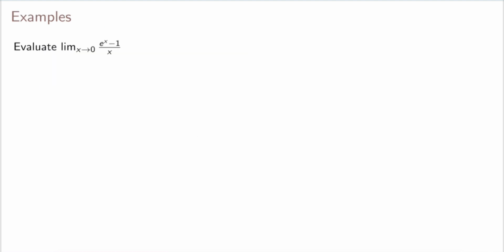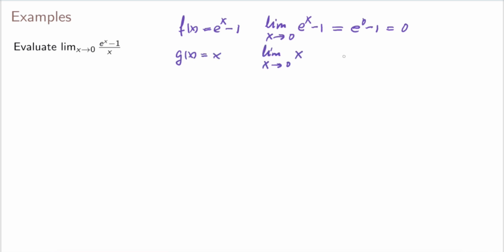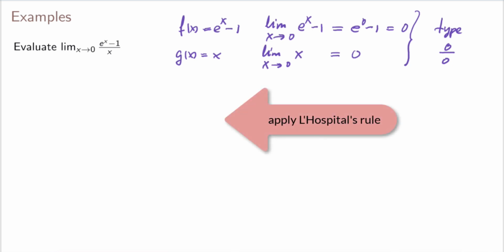Here we go. So evaluate the limit x goes to 0, e to the x minus 1 divided by x. f of x is e to the x minus 1, and if I take this limit, I get e to the 0 minus 1, and e to the 0 is 1, so this is 0. In the denominator, we have g of x is x, and limit x goes to 0 of x is of course 0, so then this has the type 0 over 0. This means we are in the business, we can apply L'Hopital's rule, so let's do that.